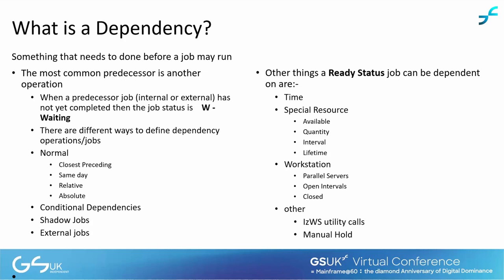But waiting is the appropriate word, I guess. If a job is in W status, waiting status, then there is still some type of predecessor operation that has not yet been completed. But when the job has moved from waiting status to ready status, it can still not run. It can wait for other things like time, special resources, workstation availability, and other things.